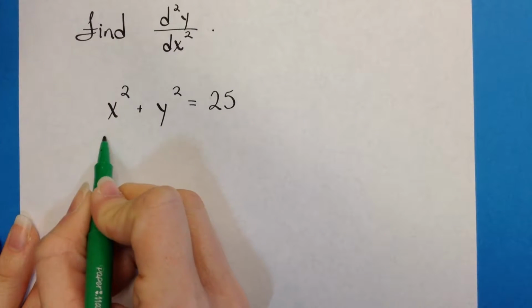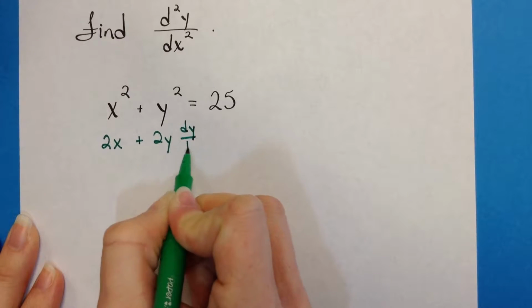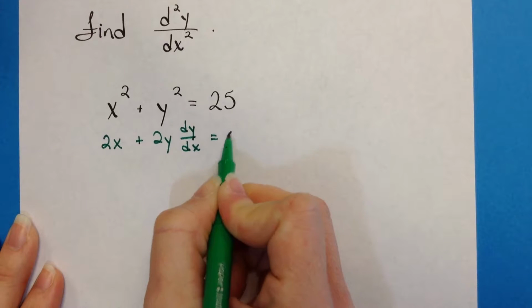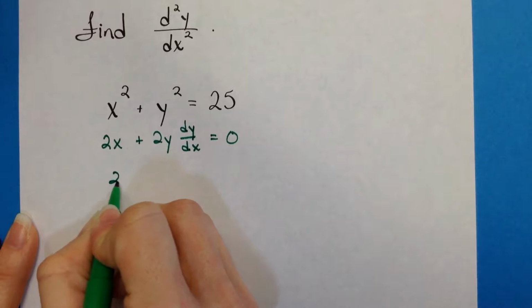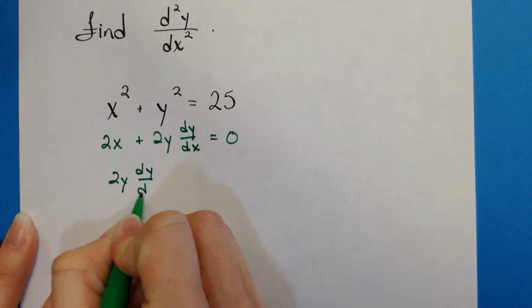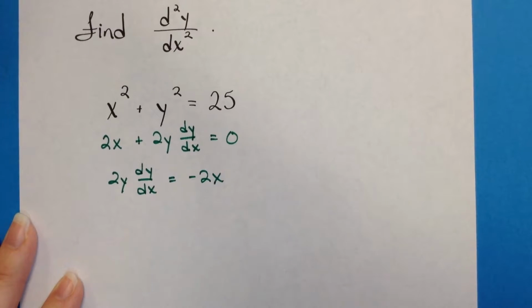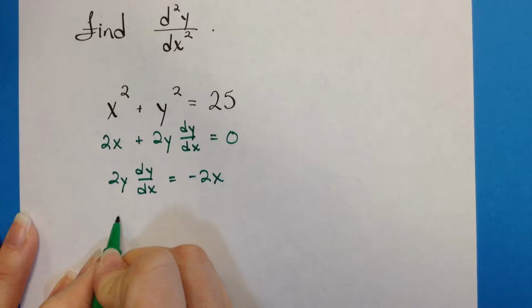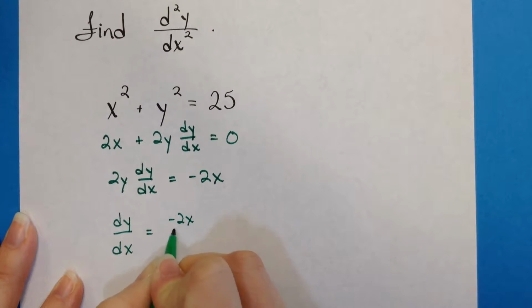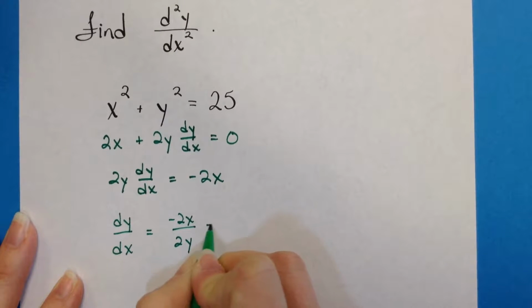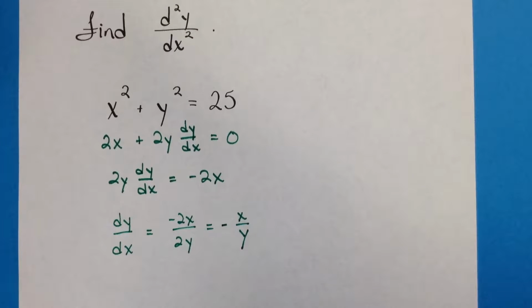So this would be 2x plus 2y dy/dx. Of course, the derivative of a constant is 0. Okay, you do want to get dy/dx by itself. So then you need to divide by 2y. So you would end up with negative x over y. Okay, so that's your first derivative.